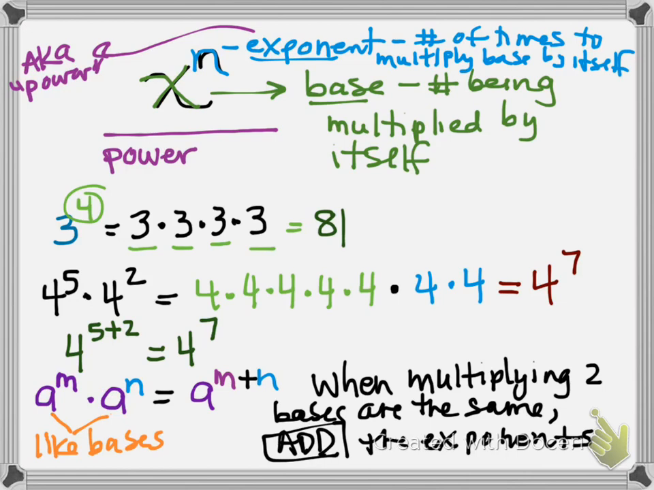Because I didn't change to 16s when I had 4 times 4 times 4 times 4 times 4 times 4 times 4. They all stayed 4s. So I keep the 4 as the base. What changes is how many 4s I had, and I can do it quickly by just adding them together. Okay? So let's give you an example of what this would look like, and the directions are just going to say simplify.